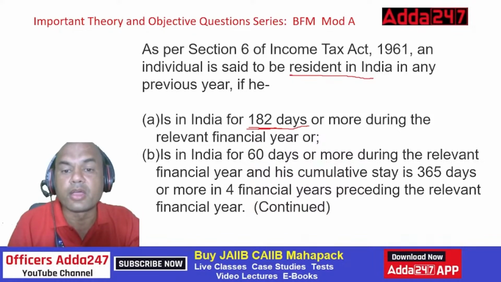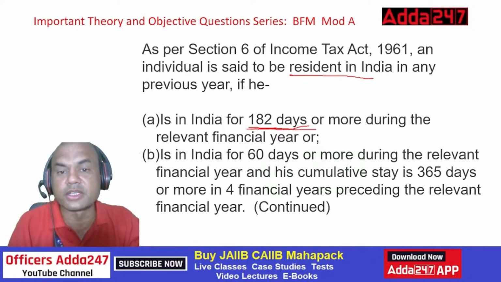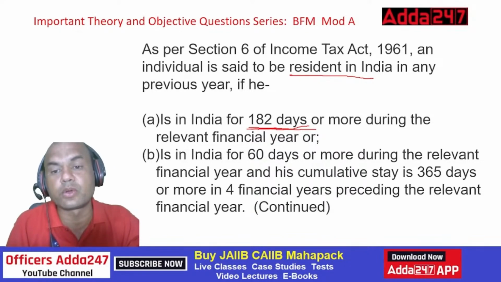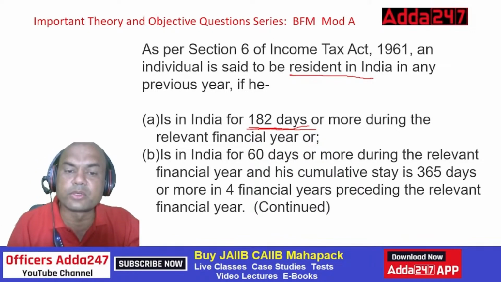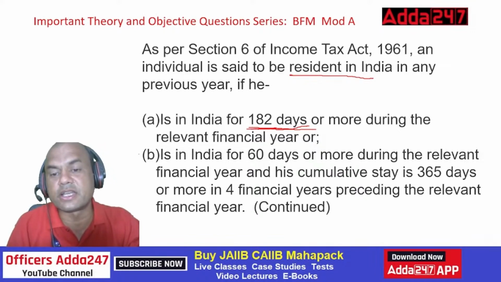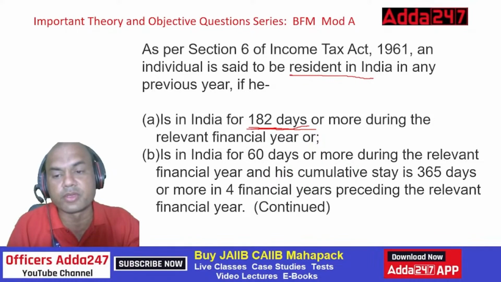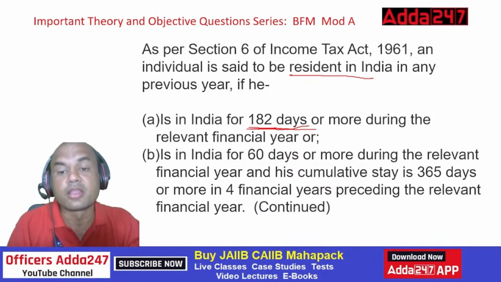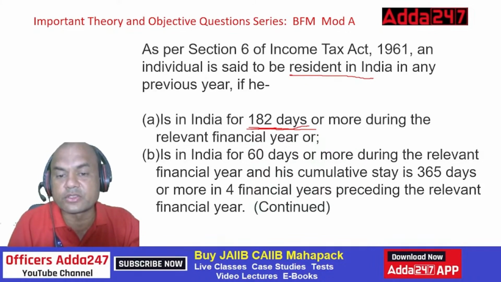So I should be there for 182 days throughout the year. It's not continuous. It's throughout the year I should be there for 182 days or more during that financial year. Second, who is the resident? Is in India for 60 days or more during the relevant financial year and has a cumulative stay of 365 days or more in 4 financial years preceding the relevant financial year. Now, this is a bit difficult to understand. See this. Is in India for 60 days or more, during the relevant financial year.